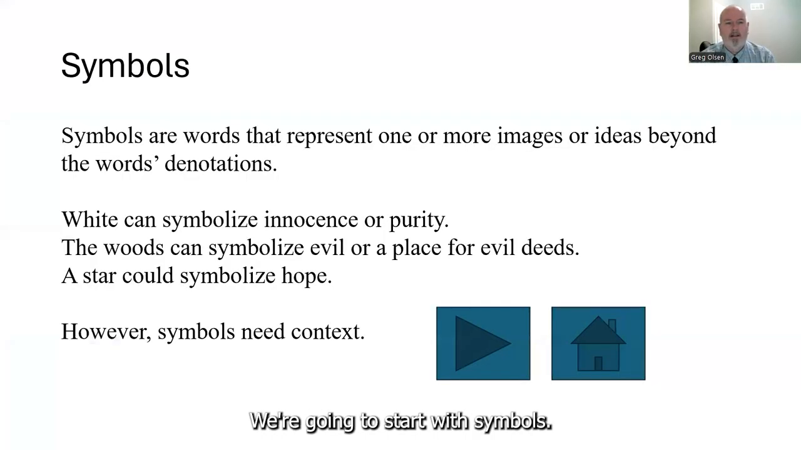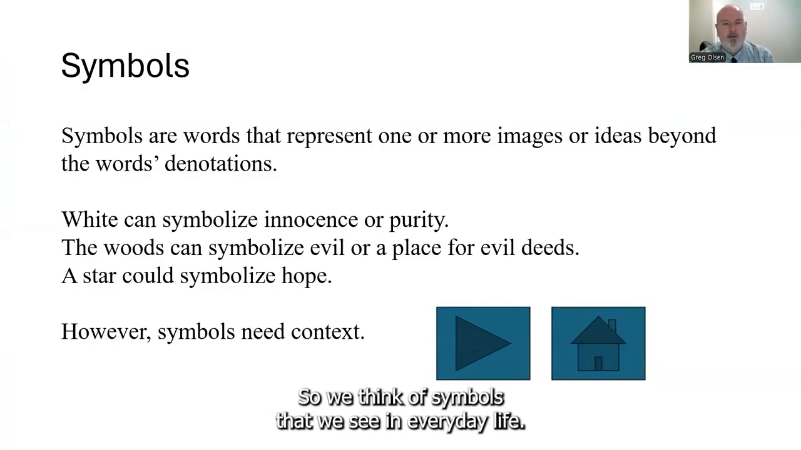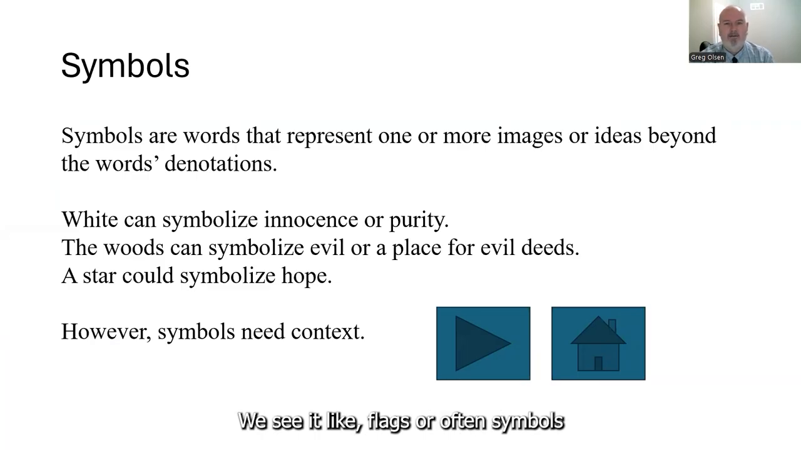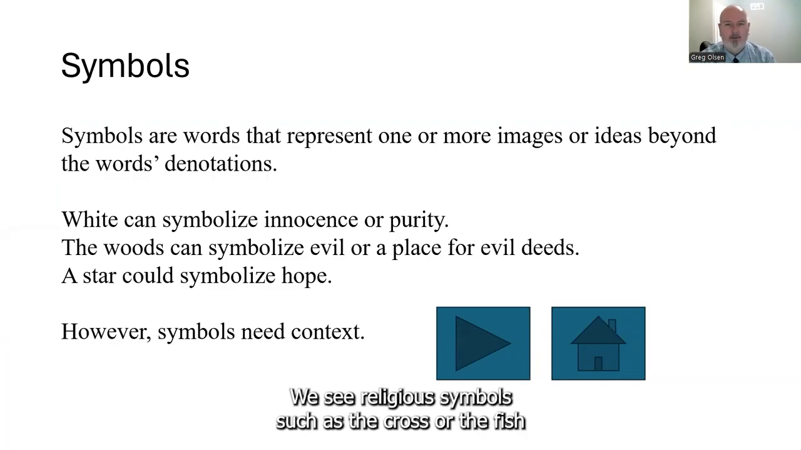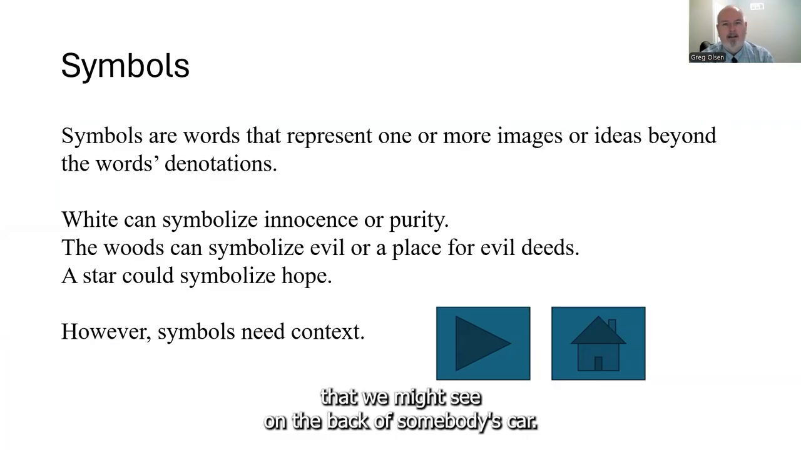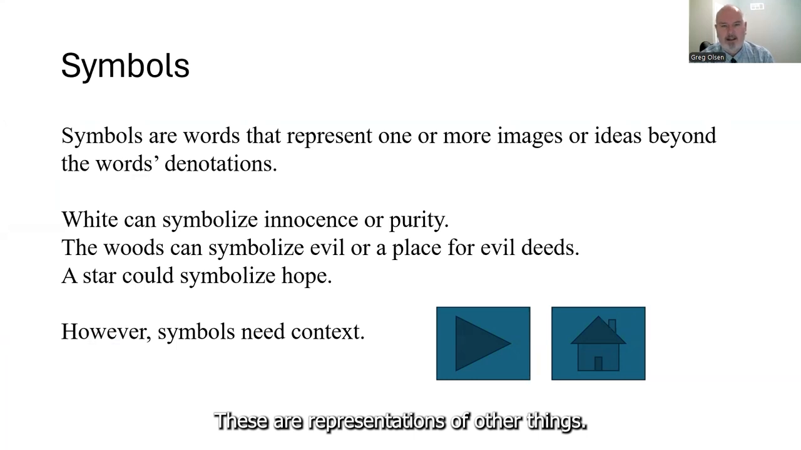We're going to start with symbols. So we think of symbols that we see in everyday life. We see flags are often symbols or representations of something. We see religious symbols such as the cross or the fish that we might see on the back of somebody's car. These are representations of other things. And that's what a symbol does.